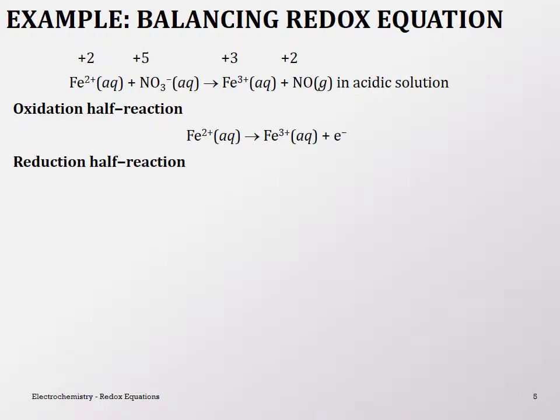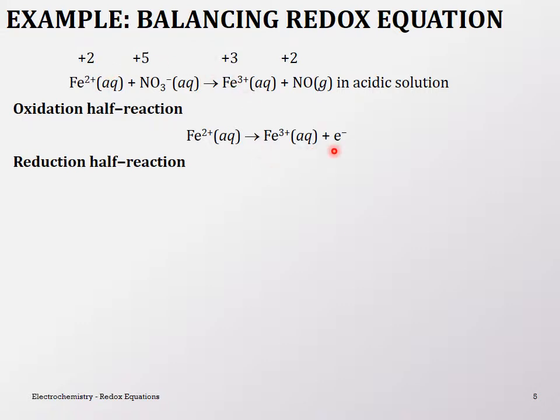So let's look at this equation, the one that I had before, which is iron 2 plus and the nitrate ion. And these are the oxidation states on the top. So we know we're going from 2 plus to 3 plus. So here's the oxidation half reaction, which is very simple because iron is going from iron 2 plus to 3 plus and it's losing electrons.